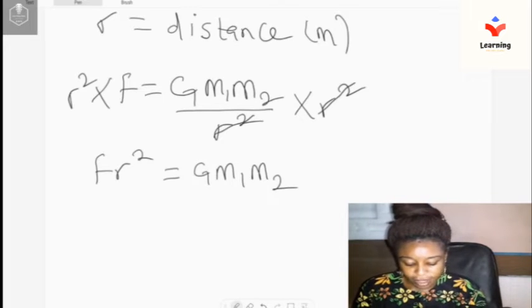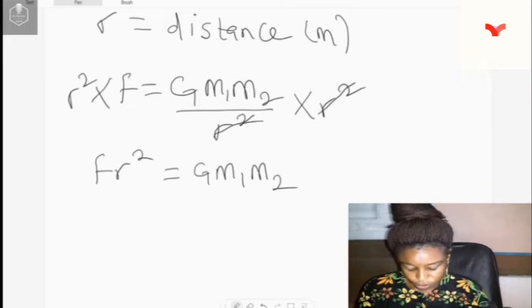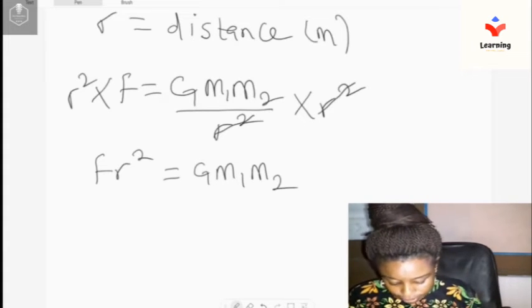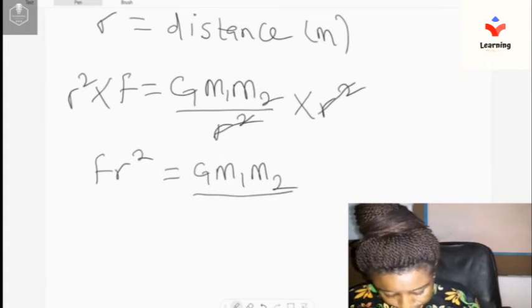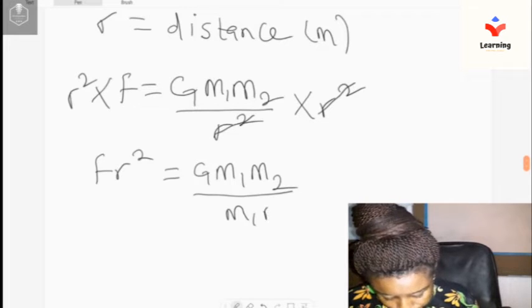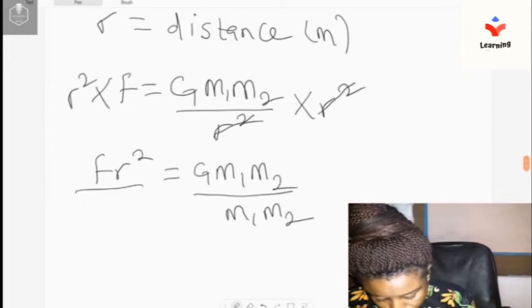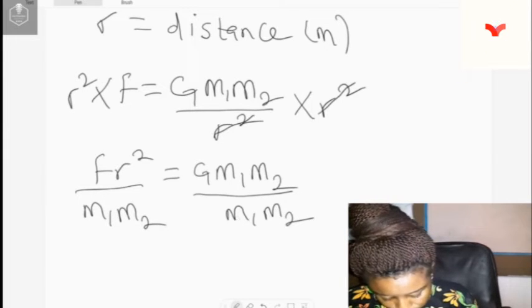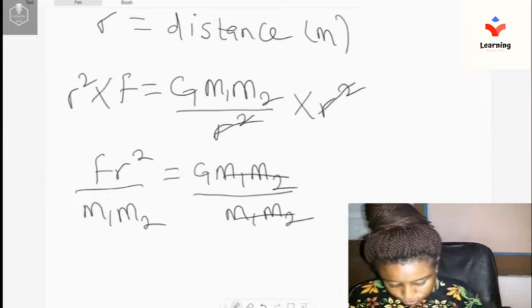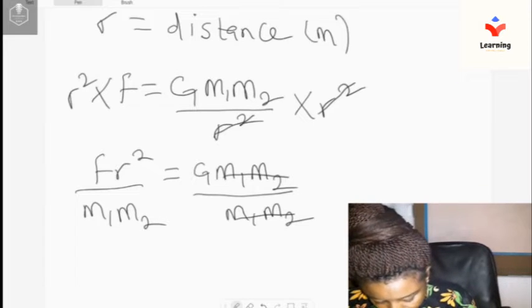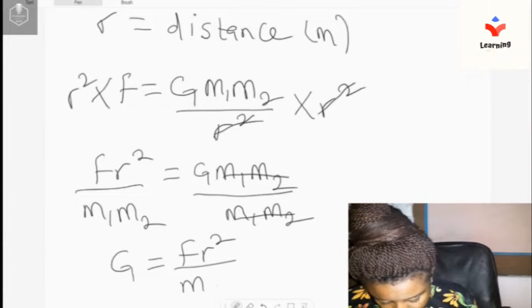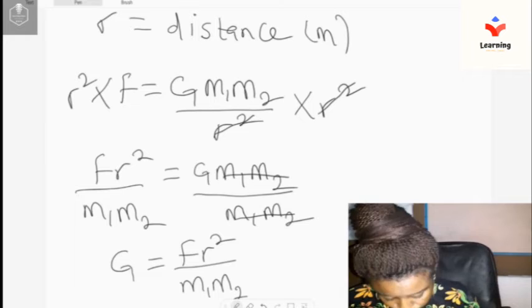So we still have m1 and m2 beside this, which we are going to get rid of by dividing both sides by m1 m2. So this m1 m2 will cancel this m1 m2. From there we get our G, which is equal to F r squared over m1 m2.